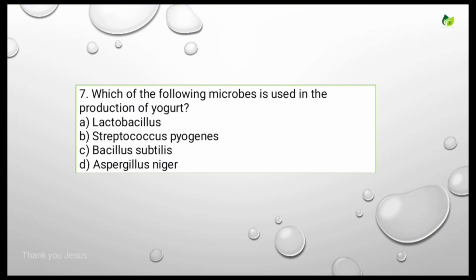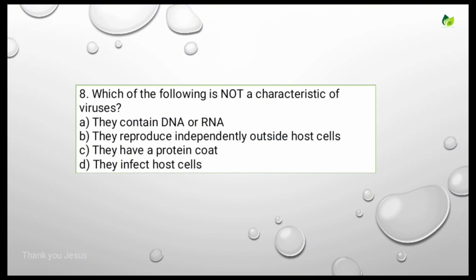Which of the following microbes is used in the production of yogurt? Options are Lactobacillus, Streptococcus pyogenes, Bacillus subtilis, Aspergillus niger. For this, the correct answer is Lactobacillus. Let's see the next question.